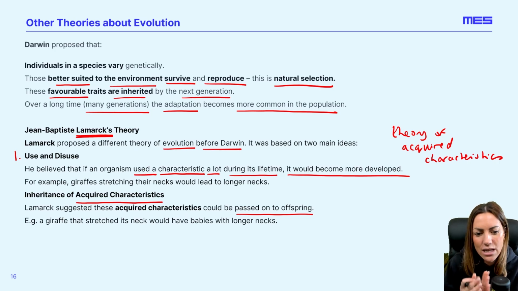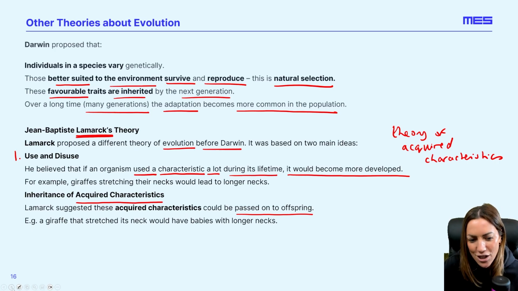But it's still a theory that we learn about as an alternative, this idea that you can overuse a part of your body, I suppose, during your lifetime, develop that body part, change that characteristic during your lifetime, and pass it on to offspring. Not supported by evidence, like Darwin's theory of natural selection is, okay?